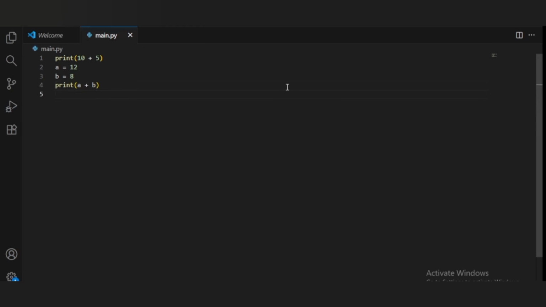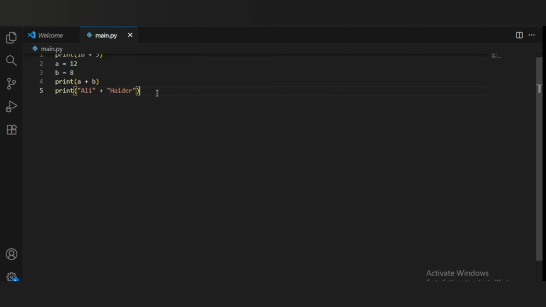Another example is string addition. Third example, if I print "Ali" plus "Haider". This is the third example, string addition. You can also call it the addition operator.